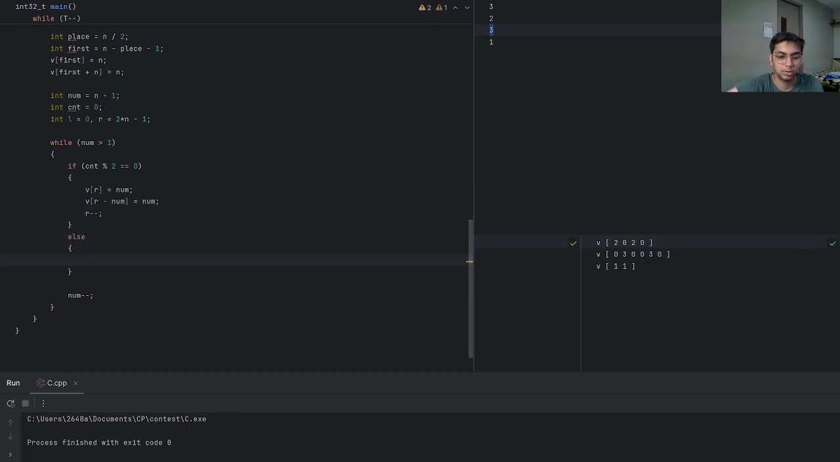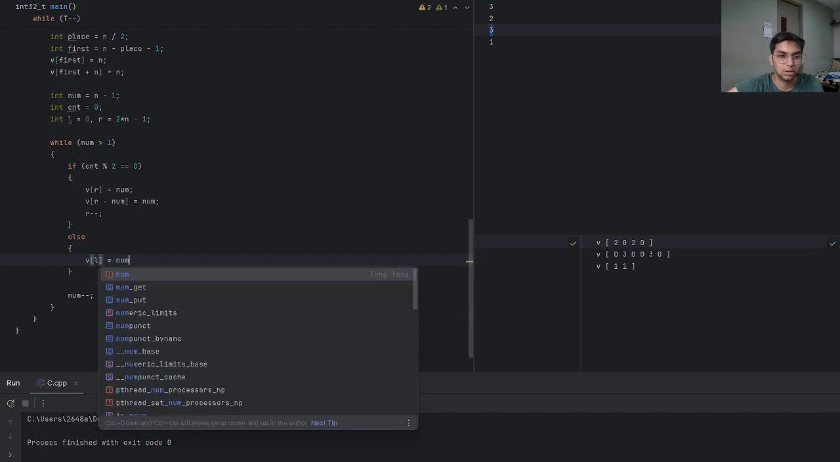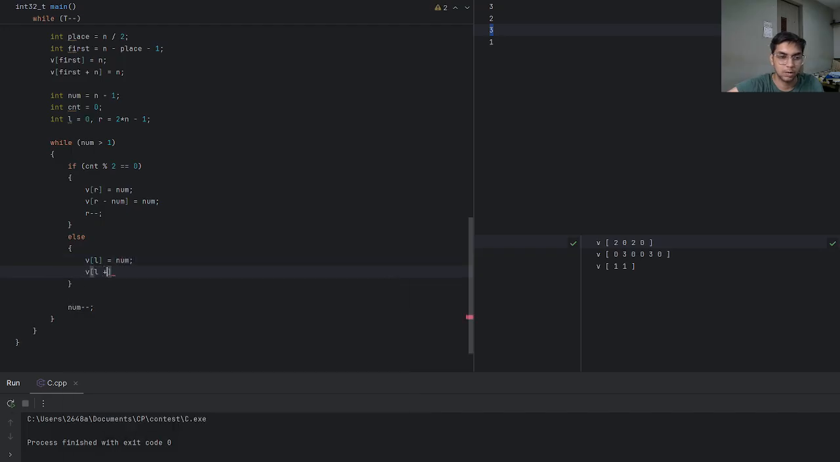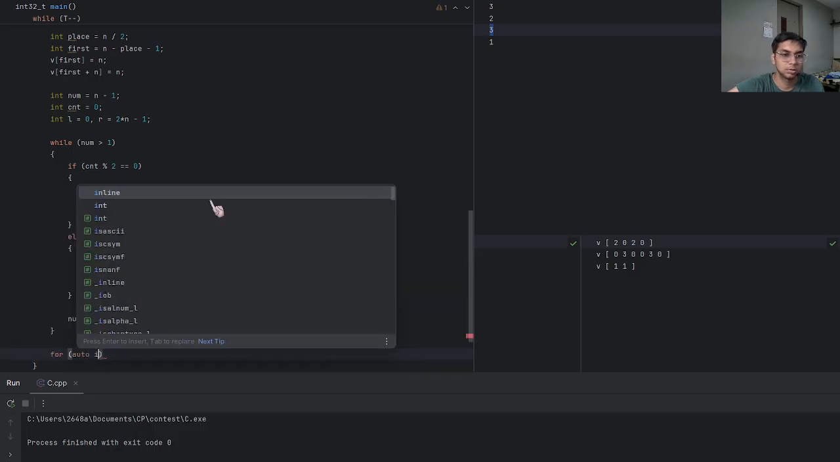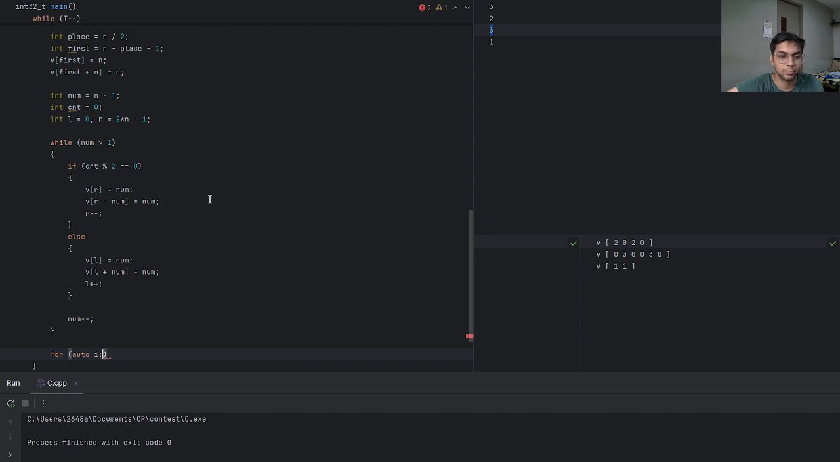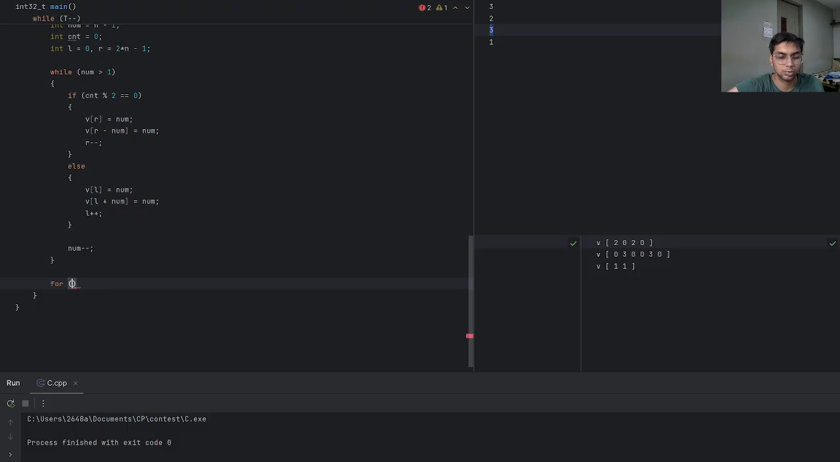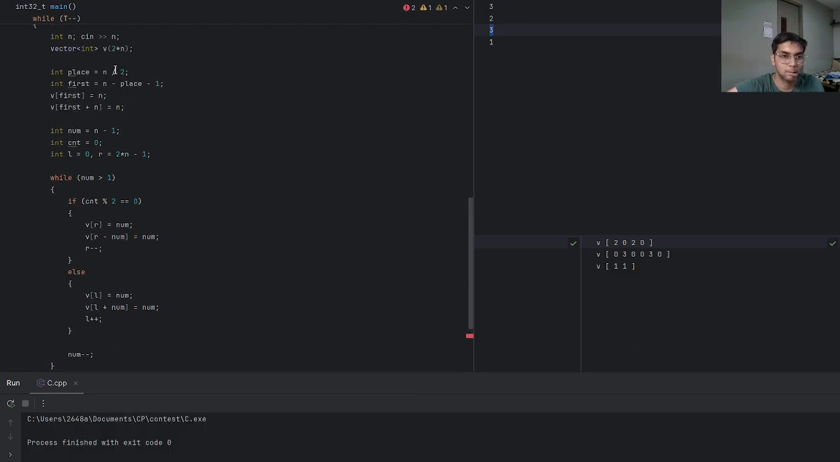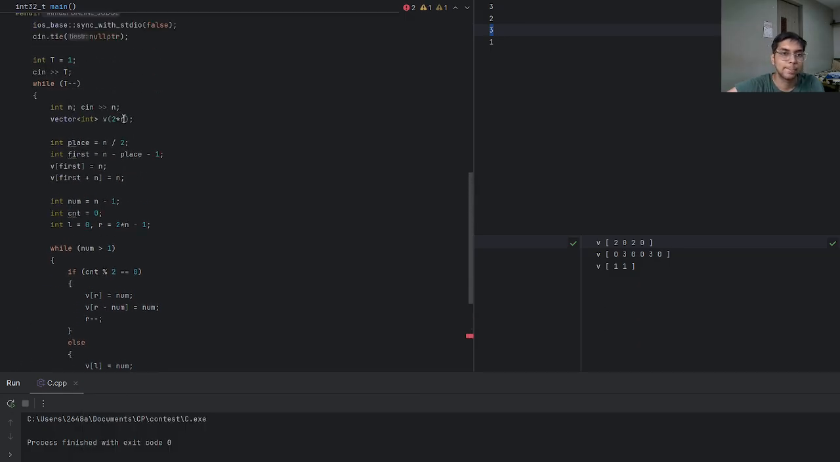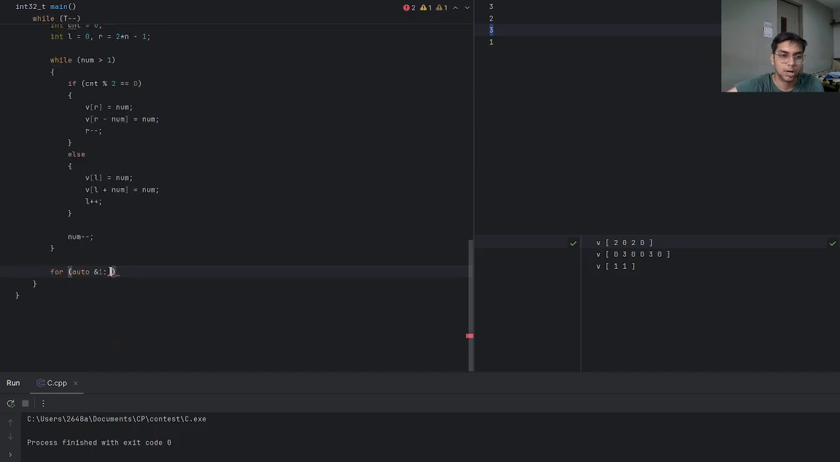So for next time, we do V of L equal to num, and we do V of L plus num equals to, yeah, we need to place 1 also.